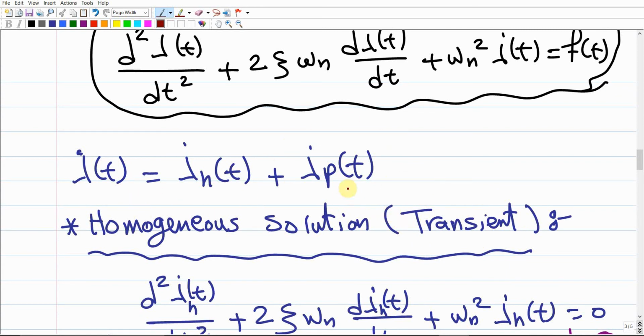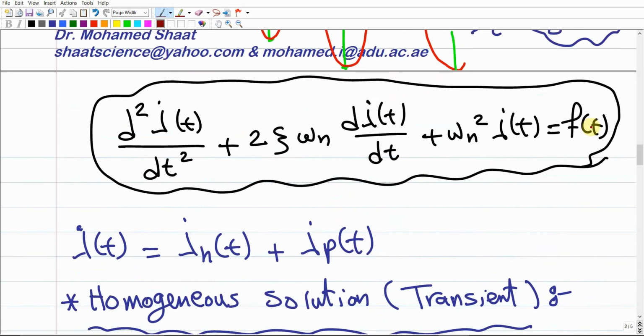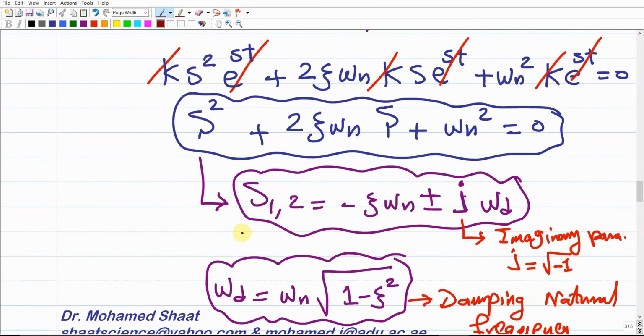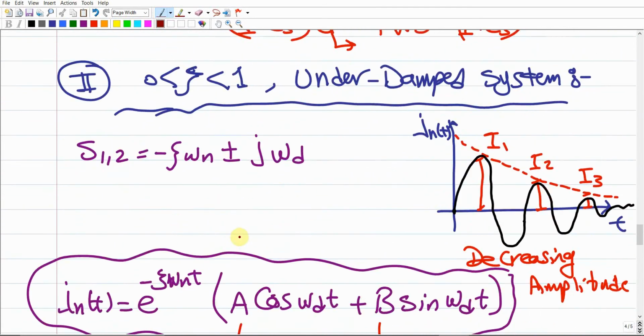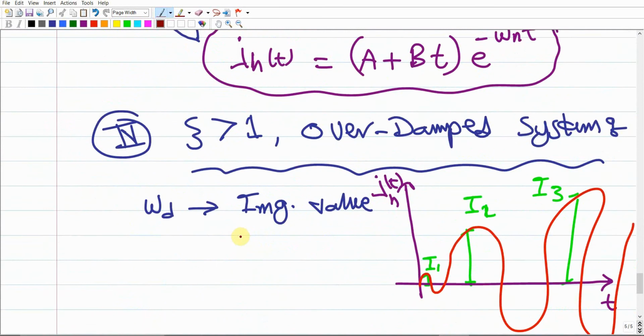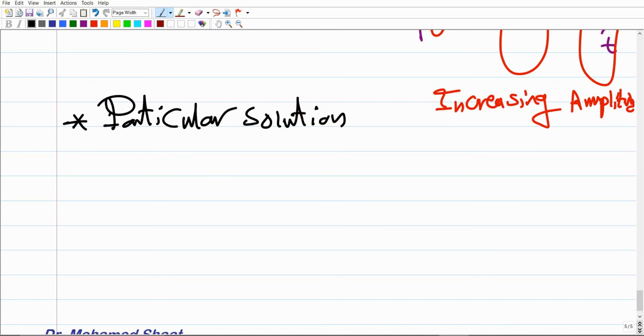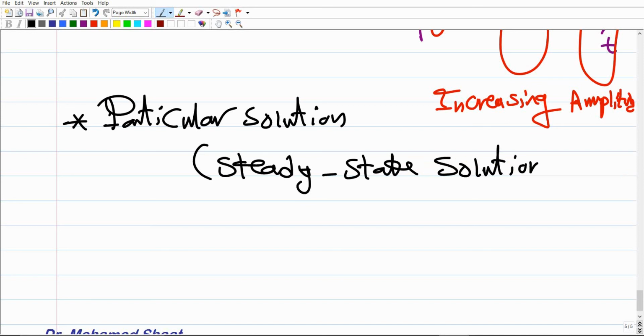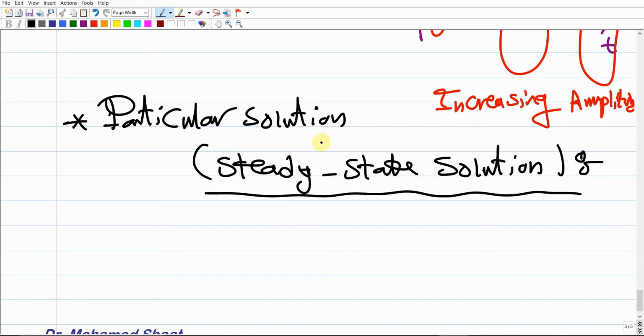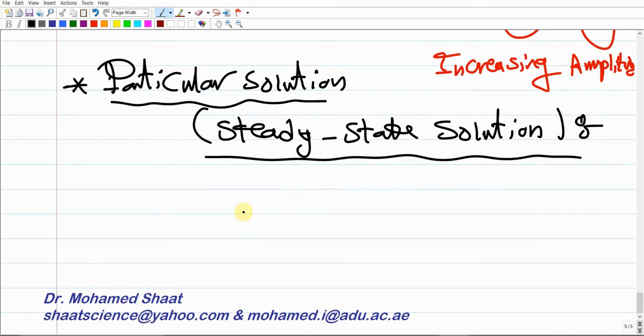Now let us move to the particular solution. The particular solution depends on the forcing term. So we have to include the forcing term then, as we did before with the first order ODEs, right? So this is the second part, the particular solution. And this solution is going to give us the steady state behavior, or we can call it the steady state solution, that describes the steady state behavior of this current within the steady state region.